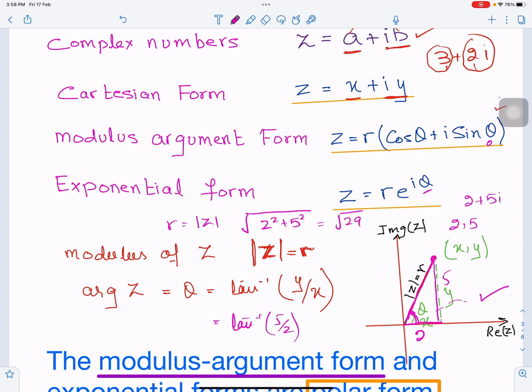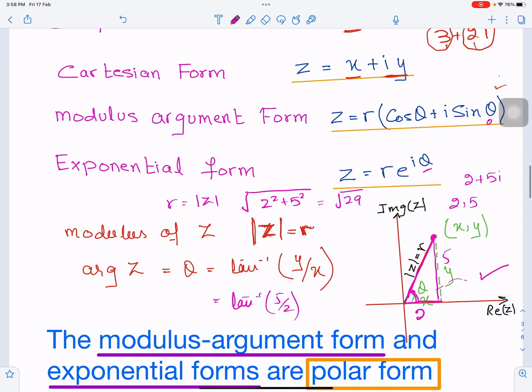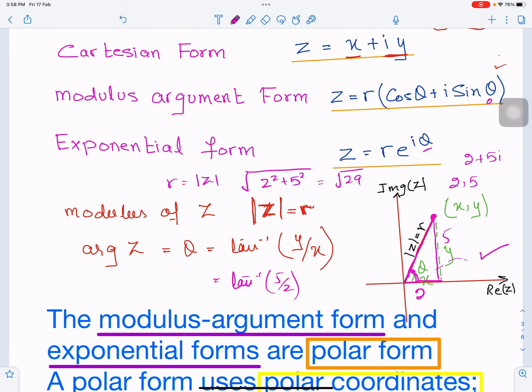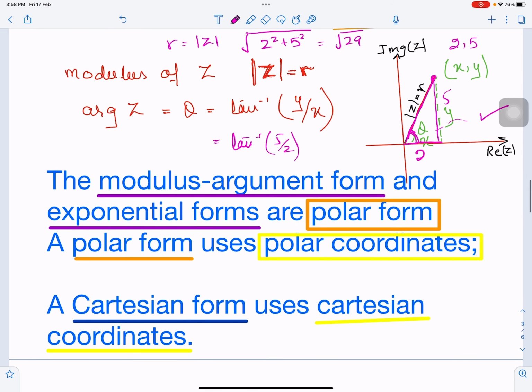For detailed videos, other videos of past paper questions, you can see the link and you can click that. Right now here I am just giving a brief description, or quick recap, of the concepts. Now we know one thing. You see I have highlighted the modulus argument form here and the exponential form. These forms are basically polar forms because they use polar coordinates. What are polar coordinates? r and theta. And Cartesian form uses Cartesian coordinates which are x comma y, right?